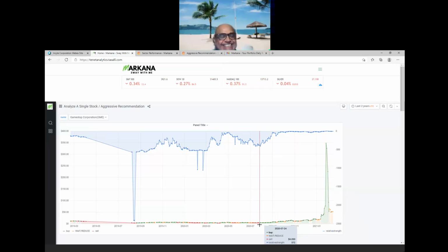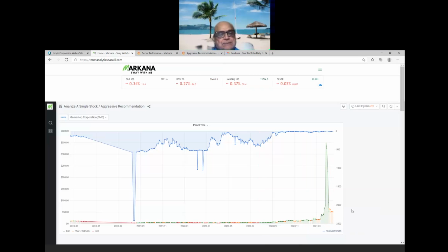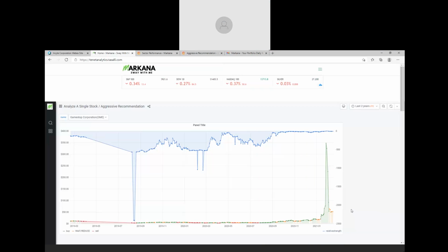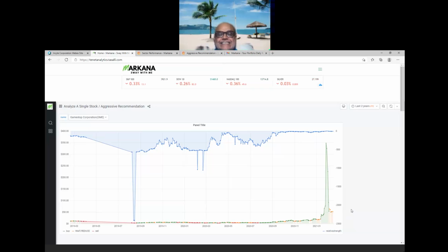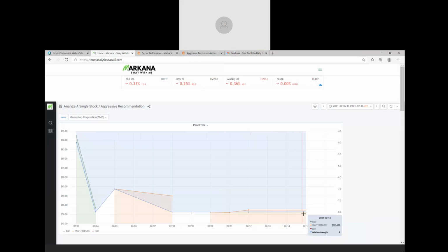Yeah. But see, if you look at it, it is green all the way when it reached the top, and it is still green when it came down from maybe $350 or something to $50, right? So it was green all the way. It did not give you a sell signal. Yeah, it gave the sell signal right here. Yeah, but by the time the damage is already done. Well, my point is nobody should have ever gotten into GameStop.